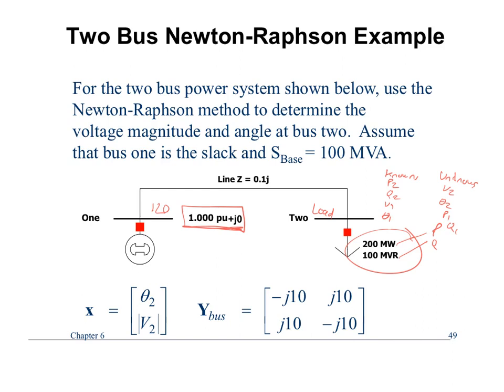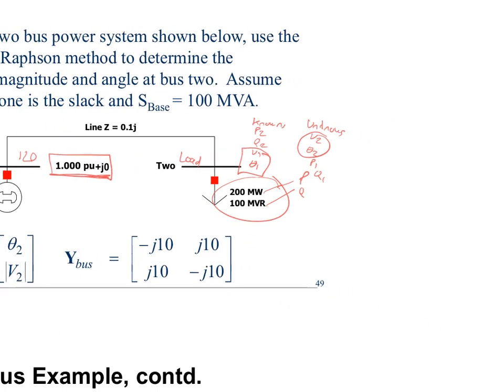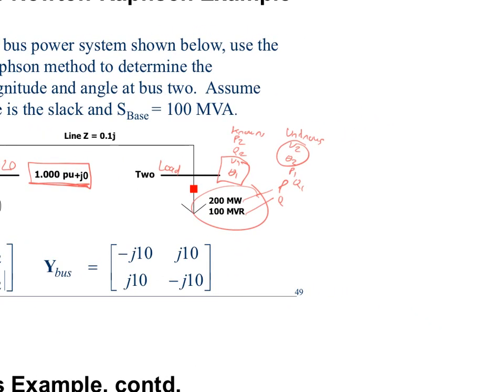All right? So now I want to solve for the state variables. So I need to know all magnitudes of voltage and angle. I know V1 and theta 1. Uh-oh, I don't know V2 and theta 2. So what I'm actually solving for is V2 and theta 2, right? I need to solve for those.